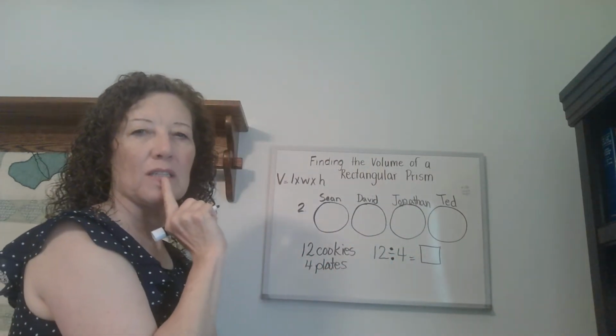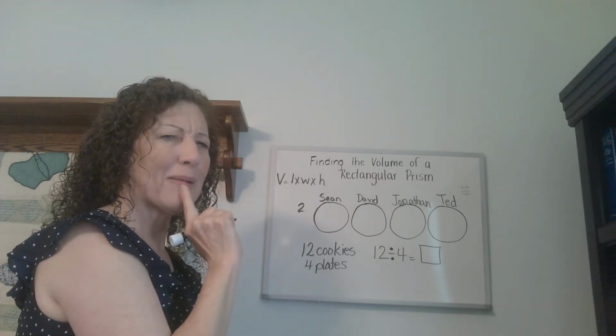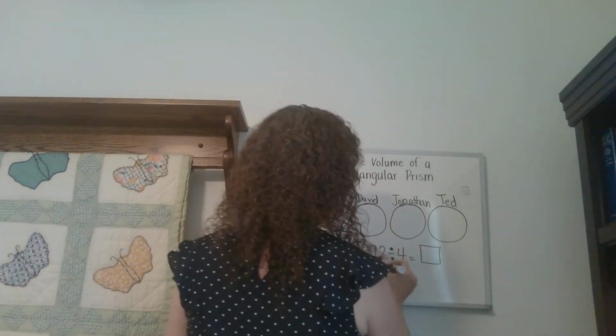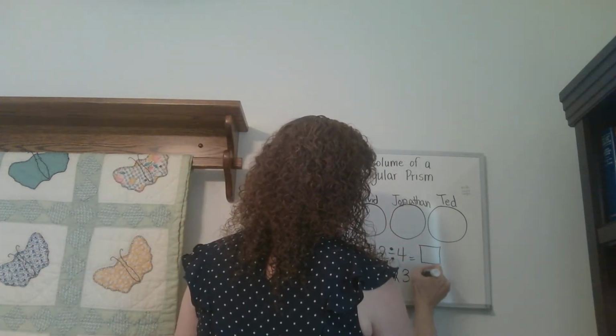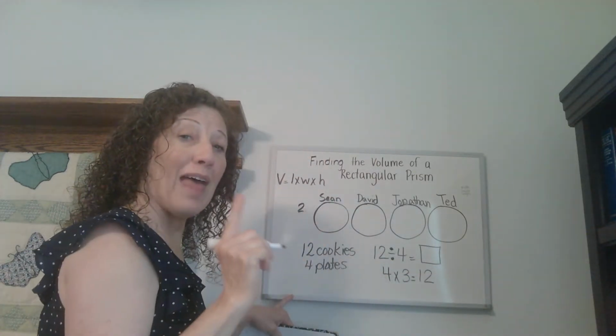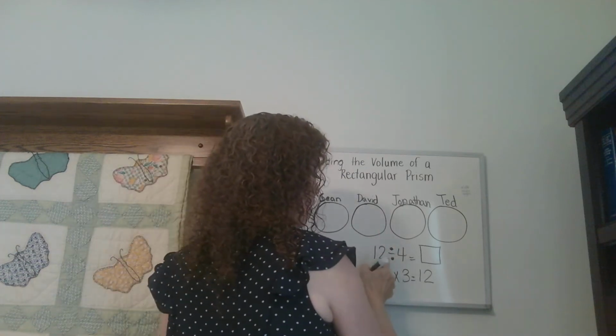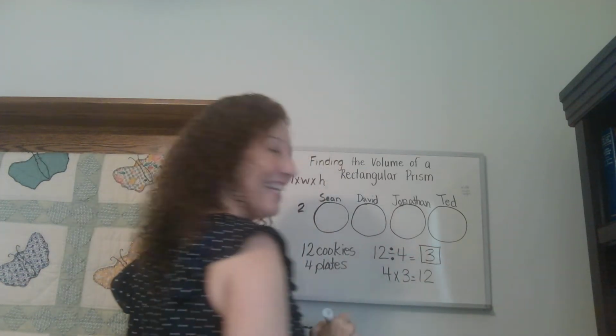Make that bigger so it doesn't look like a subtraction. Well, let me think about what I know. 4 times 3 is 12. So that means that 12 divided by 4 is 3.